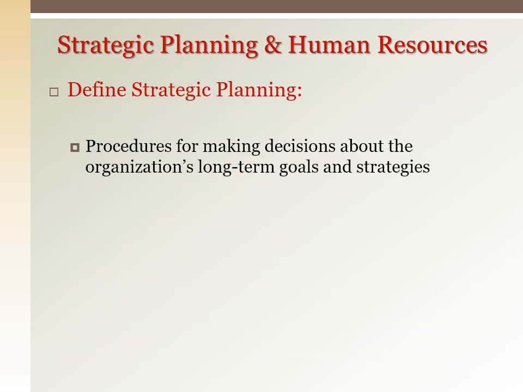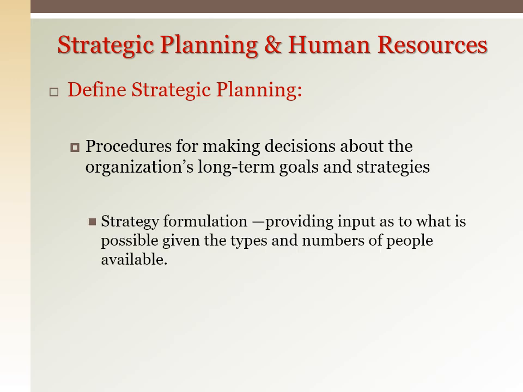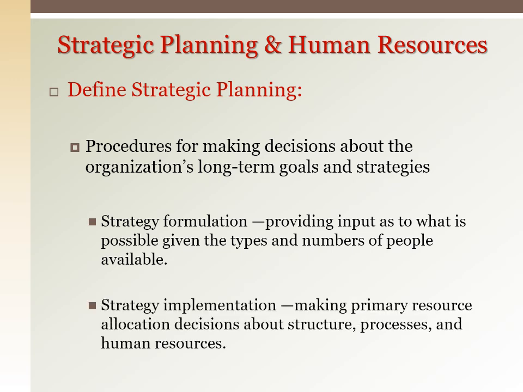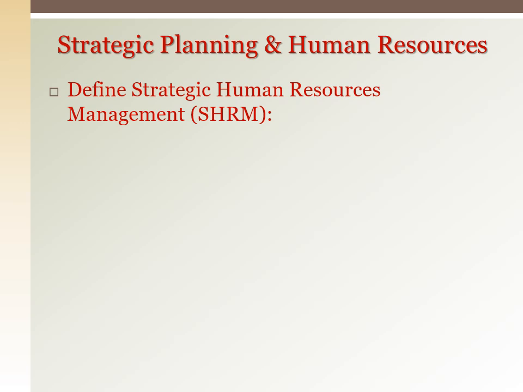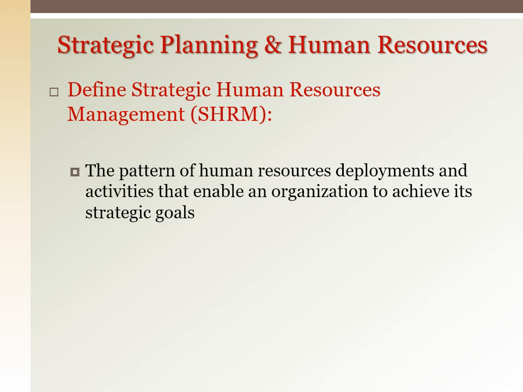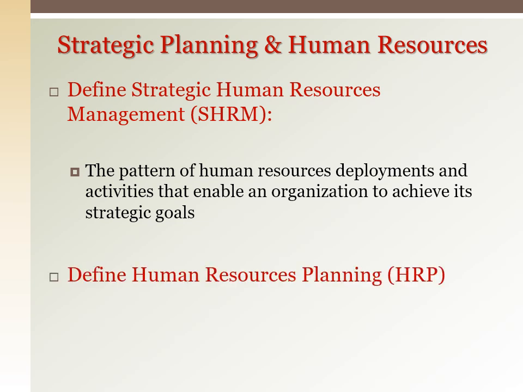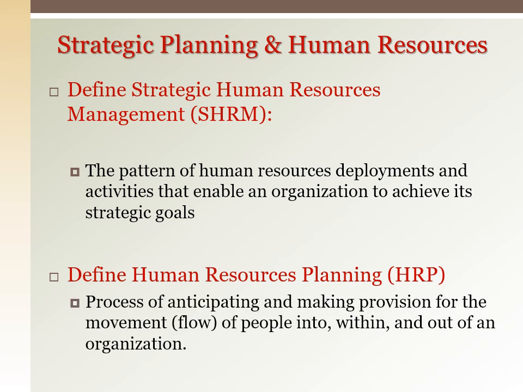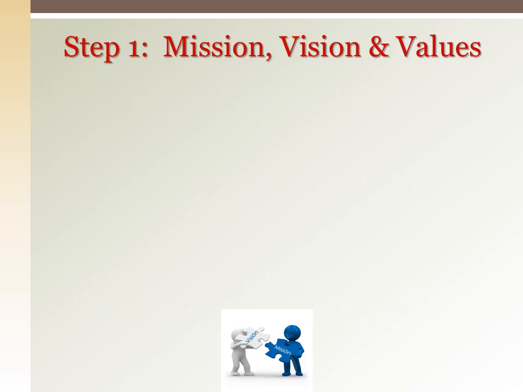So, strategic planning. It's the procedures for making decisions about the organization's long-term goals and strategies. Strategy formulation is providing input as to what is possible given the types and numbers of people available. Strategy implementation is making the primary resource allocation decisions about the structure, processes, and human resources available to accomplish the tasks. Strategic human resources management is a pattern of human resources deployments and activities that enable an organization to achieve its strategic goals. And therefore, human resources planning is a process of anticipating and making provision for the movement or the flow of people into, within, and out of an organization.